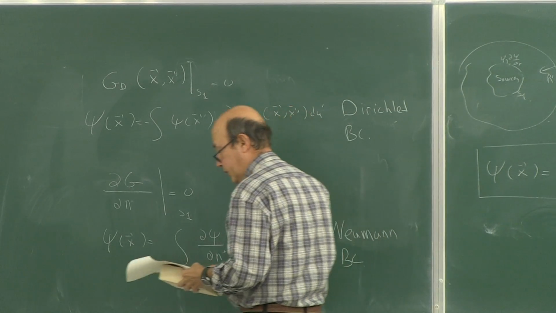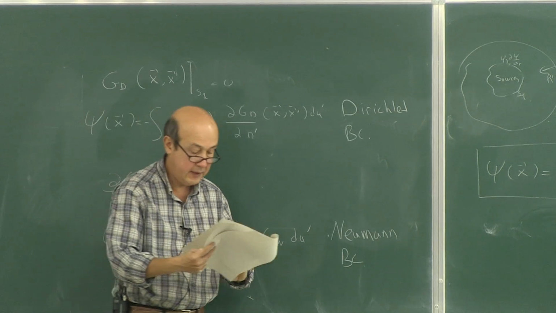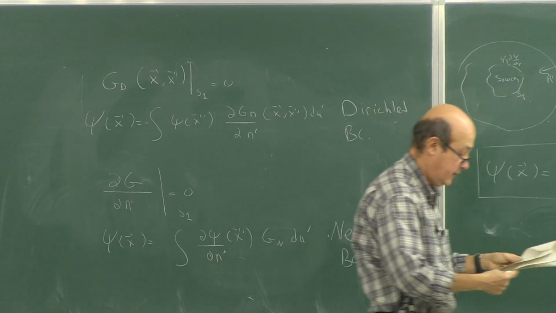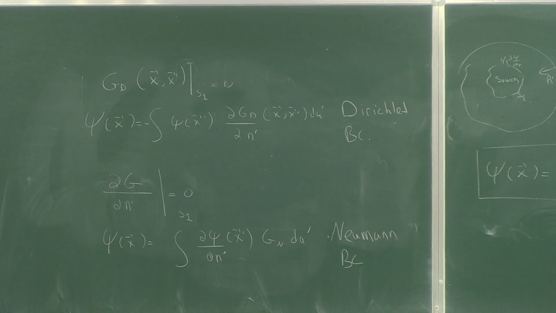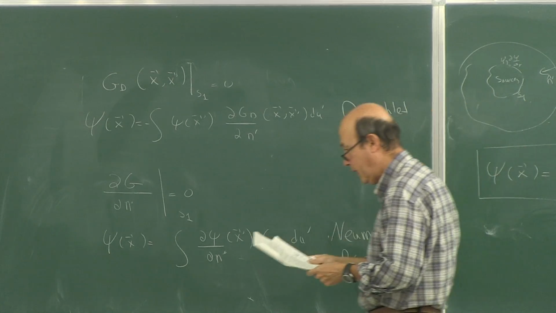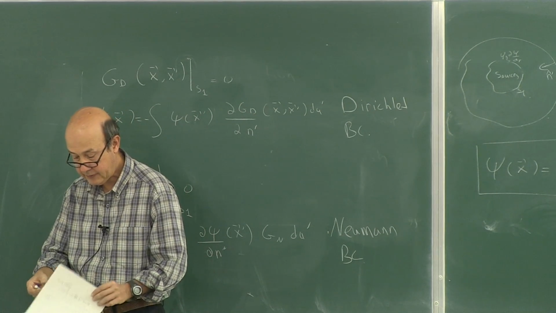Newman boundary condition. So can we find the same structure? Can we find the same structure satisfying the Dirichlet or Newman boundary conditions for a diffraction?